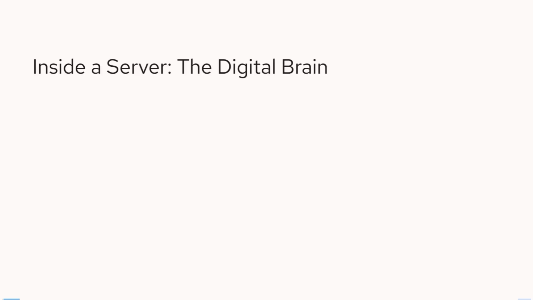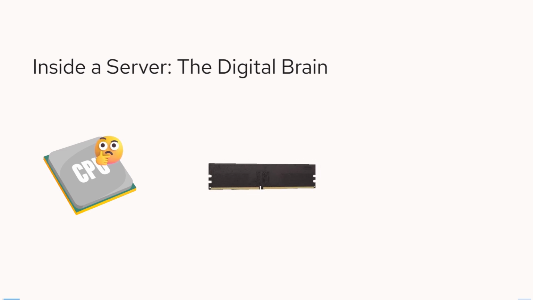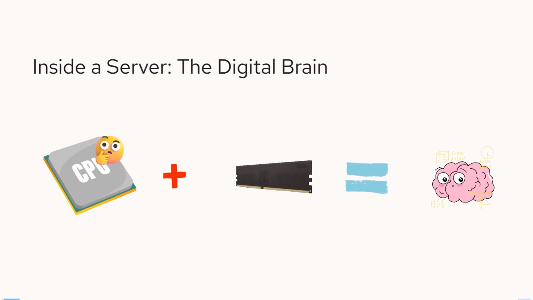So, what is inside a server? A server has a CPU which does the actual calculations. You can think of it as the part that does the thinking. Then it has RAM, which is memory. This memory is extremely fast and it stores information temporarily, so it can be retrieved quickly. Together, CPU and RAM act a lot like a human brain. The CPU is doing the thinking while the memory is holding on to the details that are needed in the moment.